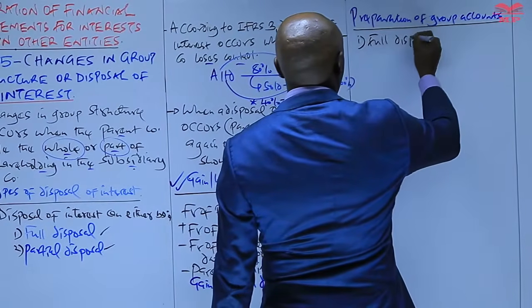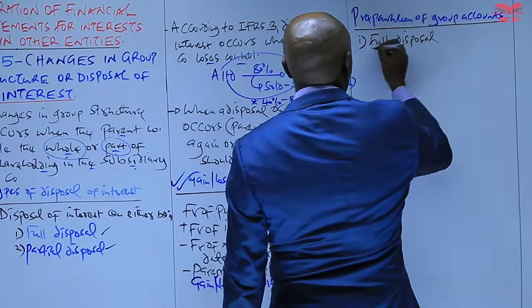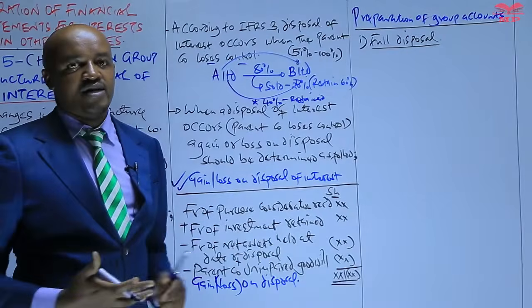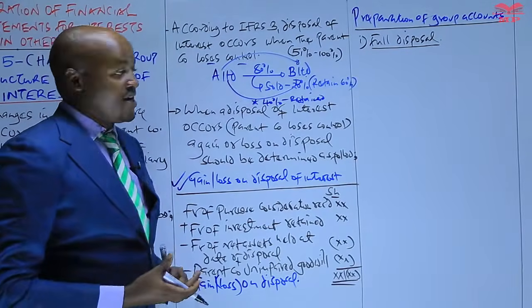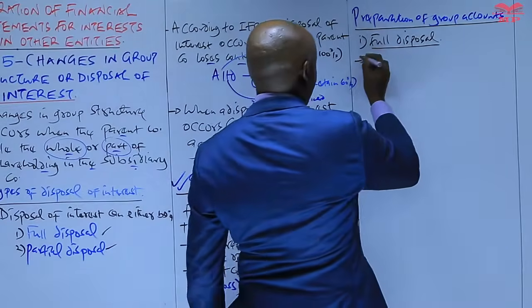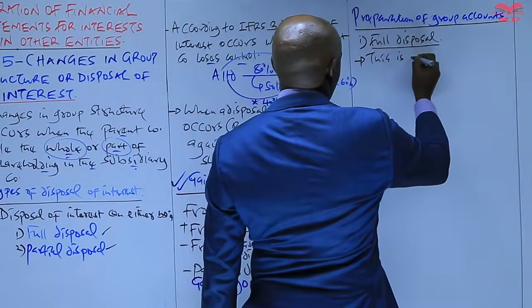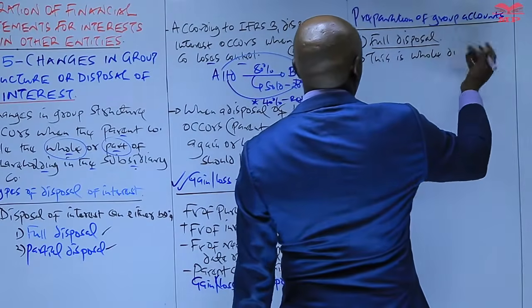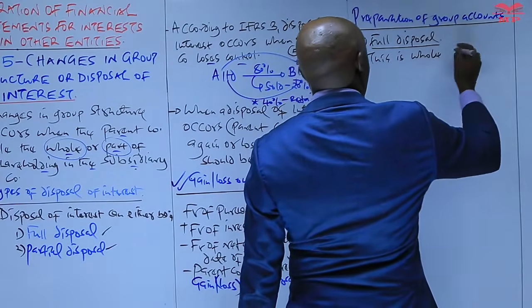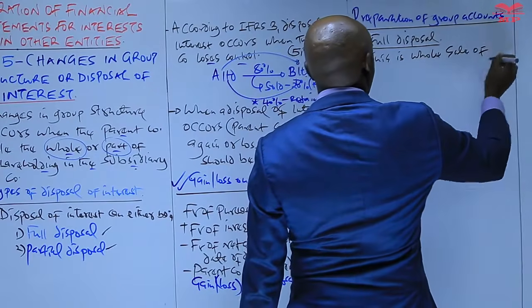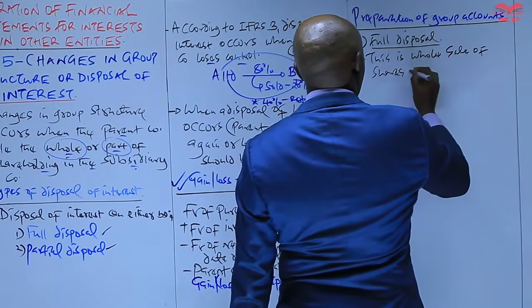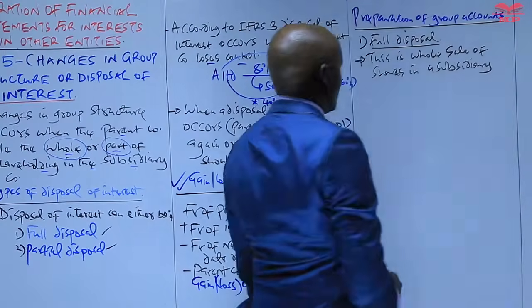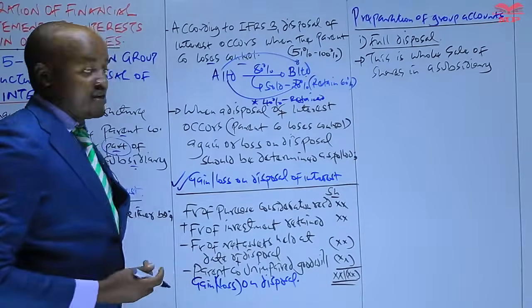The full disposal. A full disposal generally is whereby the parent company sells all the shares held in a subsidiary. Maybe first of all, you can say that this is a whole disposal, or basically a wholesale of shares in a subsidiary company.